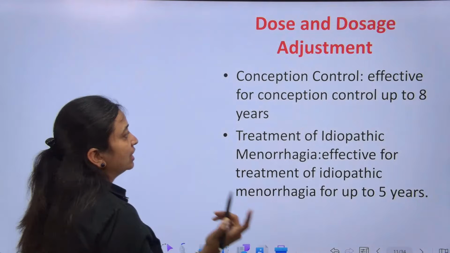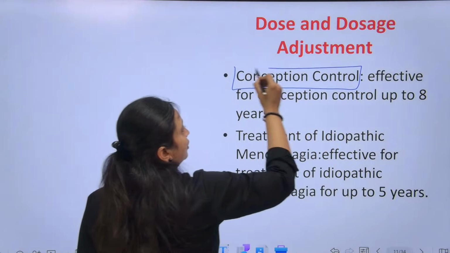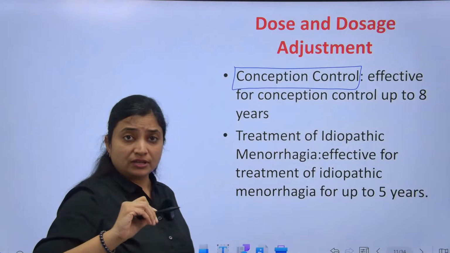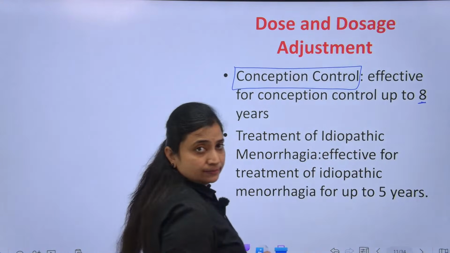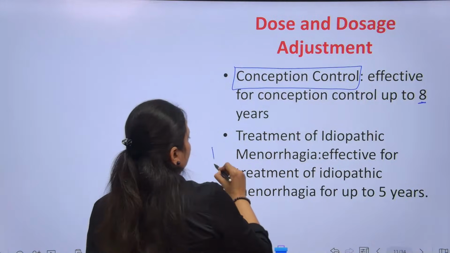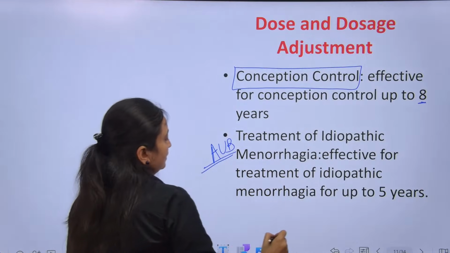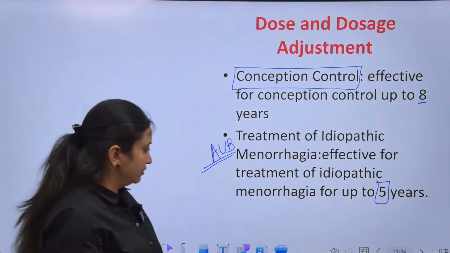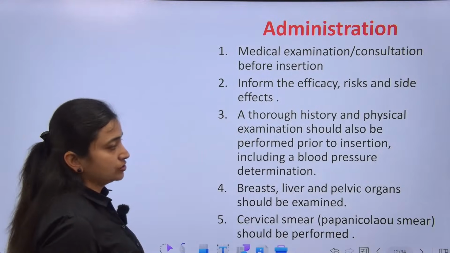Now, dose. We have already talked. If you are using it as a contraceptive, if the patient asks you that I am going for this as a contraceptive, then it will be changed after 8 years. If you are using it for the control of heavy bleeding in AUB, then it will be changed after 5 years. Now, administration.